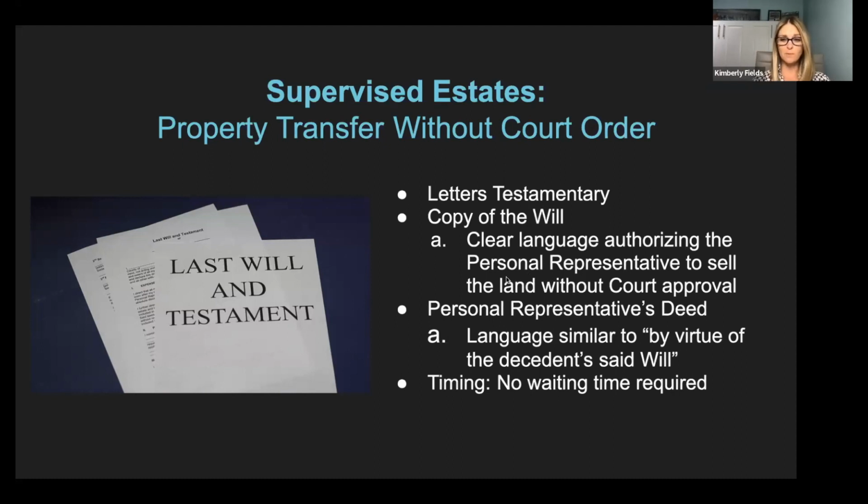Again, you're going to want a personal representative's deed. And again, we want language. I'm sorry, I'm clicking too fast here. We want language similar to "by virtue of the decedent's said will." A lot of times we'll put the date and information in there because we want whoever looks at this chain of title and looks at that deed to know this was authorized, we reviewed it, and we recorded it because we felt like there was the authorization to do so. And again, because it's a supervised estate, and the court is overseeing it, we don't have to wait any time to actually proceed.